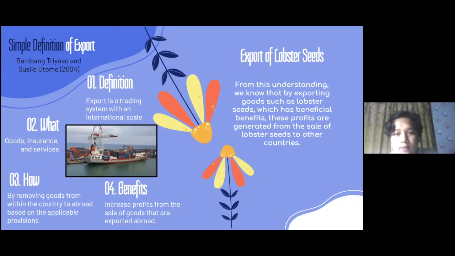Then, what are the benefits of exporting? The benefits of exporting are so many. One of the benefits of exporting in general is that it increases the profits from the products sold or from export of goods abroad. Therefore, if it is related to our topic, namely the export of lobster seeds, we know that exporting lobster seeds can provide a party with beneficial benefits from selling lobster seed abroad.